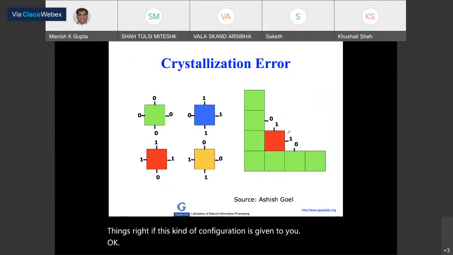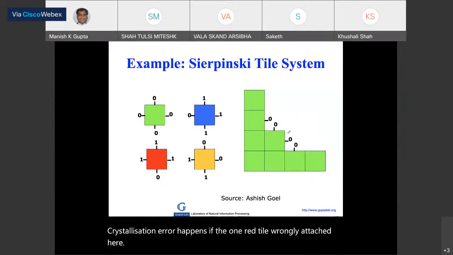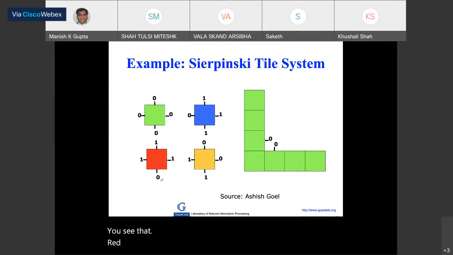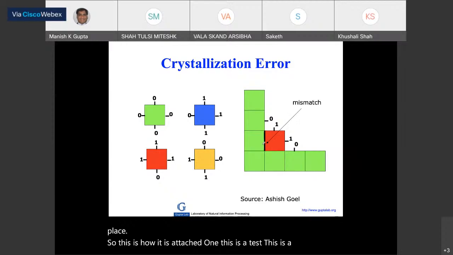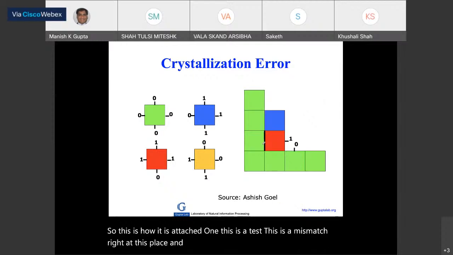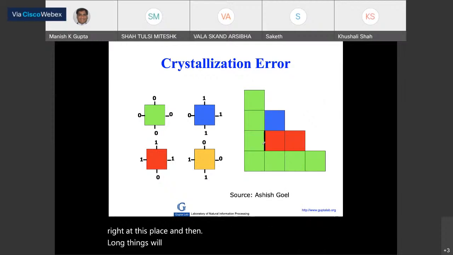Okay. Crystallization error happens if one red tile wrongly attaches here. You see that red tile, this 0 matches with 0, and this one partially mismatches with this 0. So what will happen? This tile will attach wrongly at this place. So this is how it is attached. Once this is attached, this is a mismatch, right? At this place, and then wrong things will grow. So this is an example of crystallization error. Got it?